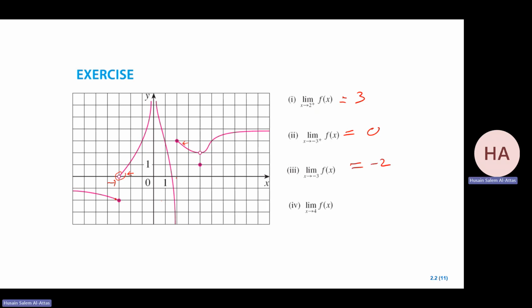X goes to 4. Where is 4? 1, 2, 3, 4. It will be here. No. 4 means I'm going from this side to this value, which is 2. So this will be 2.